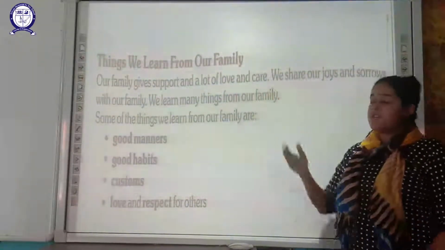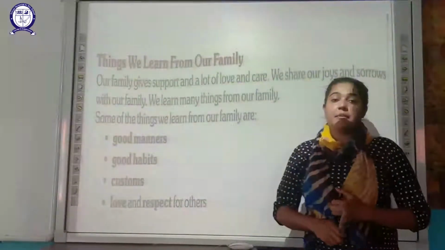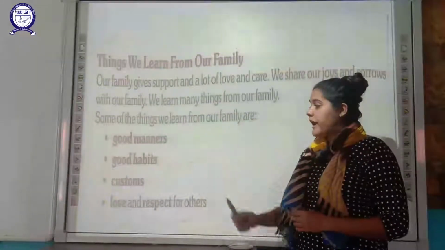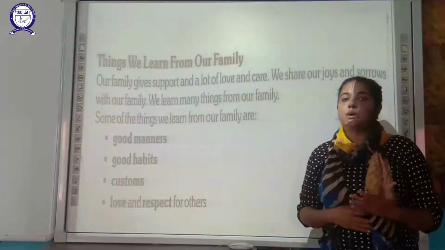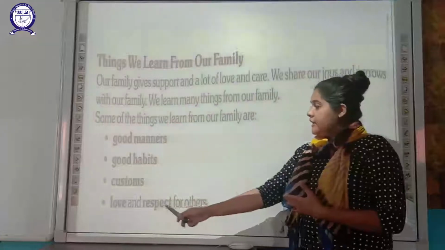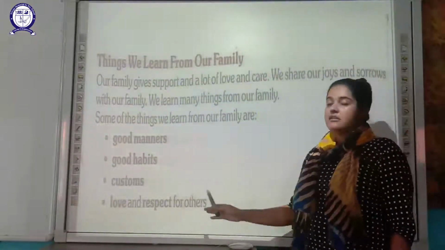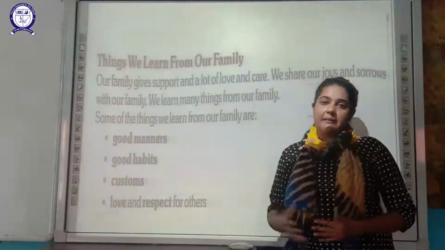There are different things which we learn from that, which include good manners. These are the basic things which we learn: good manners, good habits, and customs. Custom means tradition which follows from one generation to another in the family. Then the next one is love and respect for others. We learn how to give love and respect to each other and the other family members.